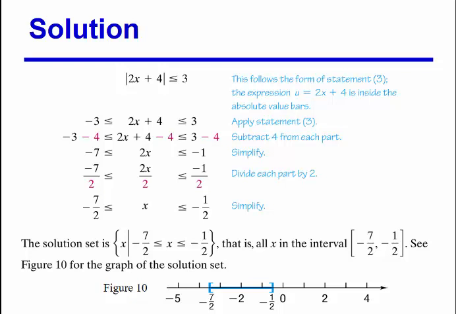Then we subtract 4 from all three sides, and we end up with -7 less than or equal to 2x less than or equal to -1. We divide all three by 2, and we get -7 halves less than or equal to x less than or equal to -1 half. So the solution set in interval notation is brackets -7 halves and -1 half, and then the graph of the solution set.